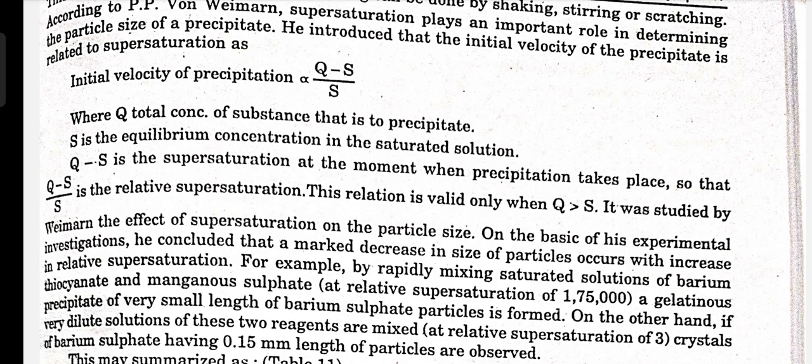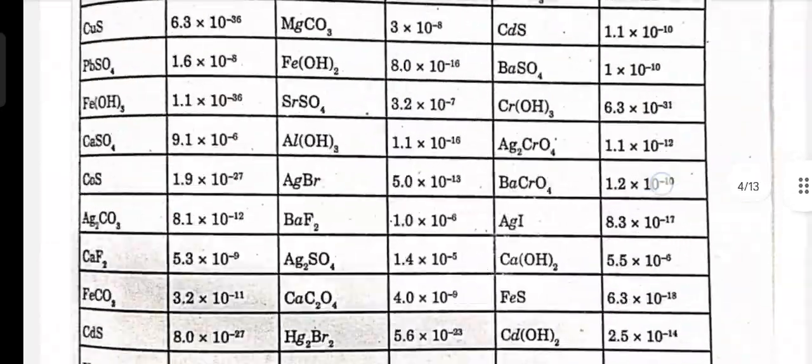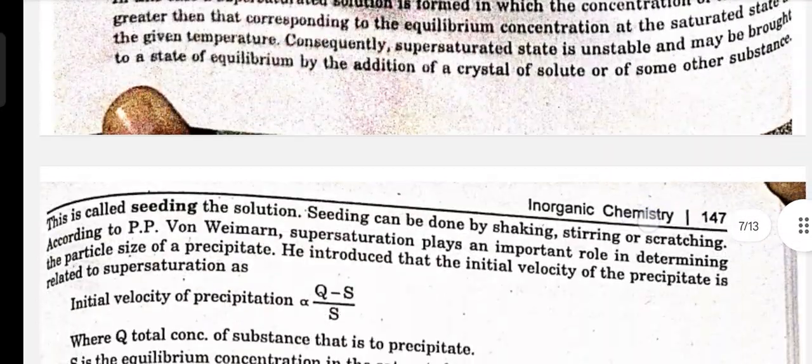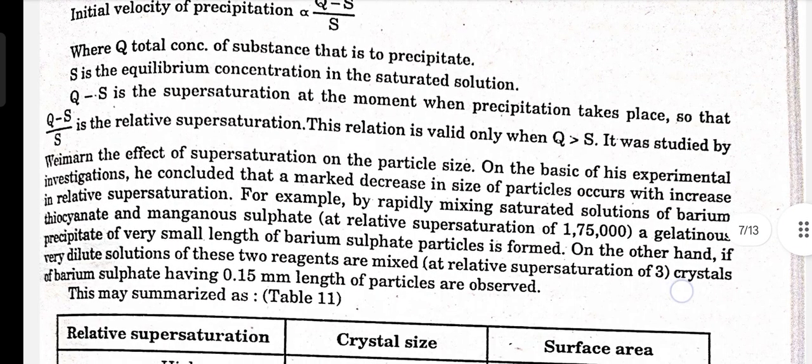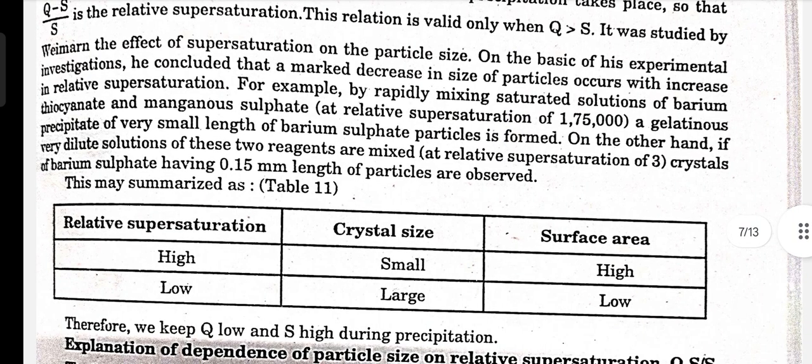For example, by rapidly mixing saturated solutions of barium thiocyanate and magnesium sulfate at a relative supersaturation of 17,000, a gelatinous precipitate of very small barium sulfate particles is formed. On the other hand, if very dilute solutions of these two reagents are mixed, crystals of barium sulfate having 0.15 mm length of particle are observed.